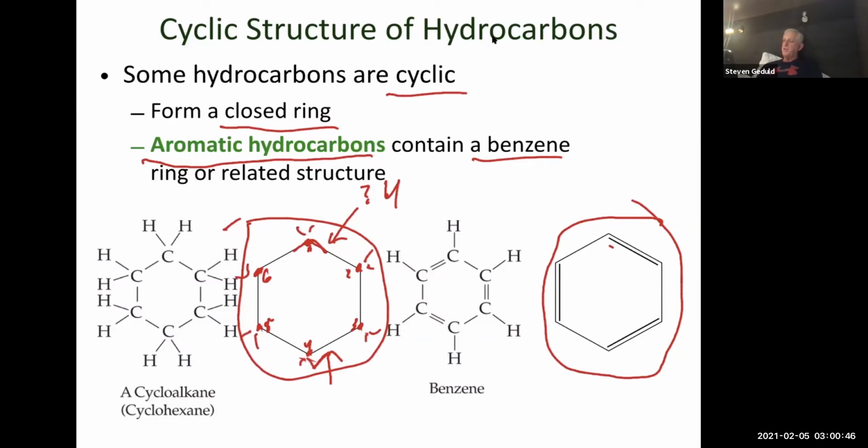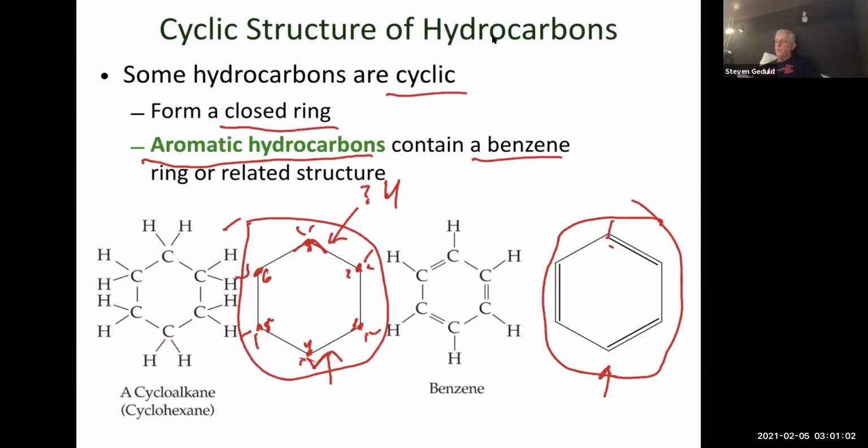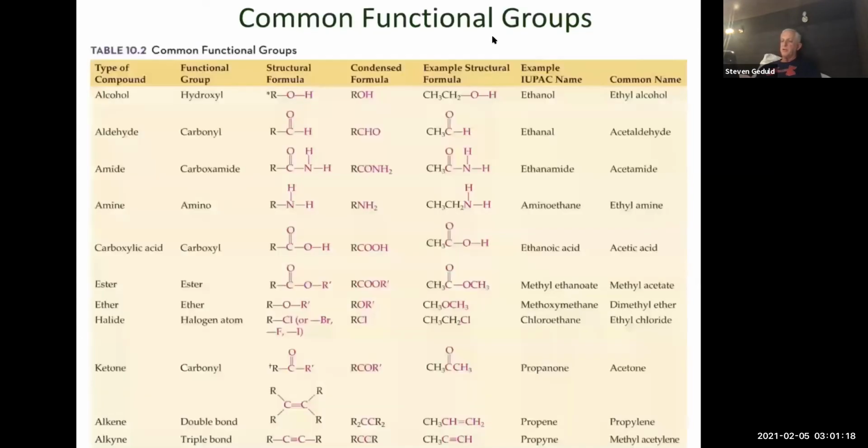Okay, let's look at this benzene ring here. This is alternating double bonds, 6 carbons in a structure. How many hydrogens are in benzene in this structure? 6, because there's 1 here to make 4, 1 here makes 4, 1 here makes 4, 1 here makes 4, 1 here, and 1 here. So there's 6 hydrogens. Aromatic structures contain a benzene ring. That's by definition an aromatic structure.